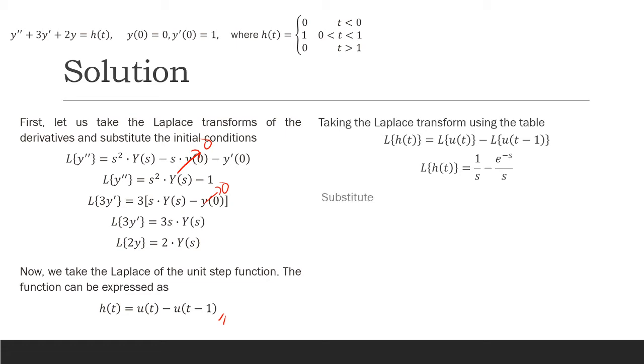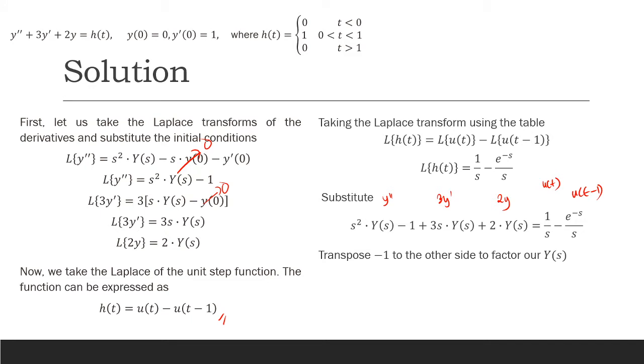So, nakuha na natin yung Laplace transform natin. I-substitute natin sa equation. We will have s squared times Y of s minus 1, this is the Laplace of y double prime, plus 3s times Y of s, this is the Laplace of 3y prime, plus 2Y of s, this is the Laplace of 2y, equal to 1 over s, that's the Laplace of u of t, minus e raised to negative s over s, that's the Laplace of u of t minus 1.